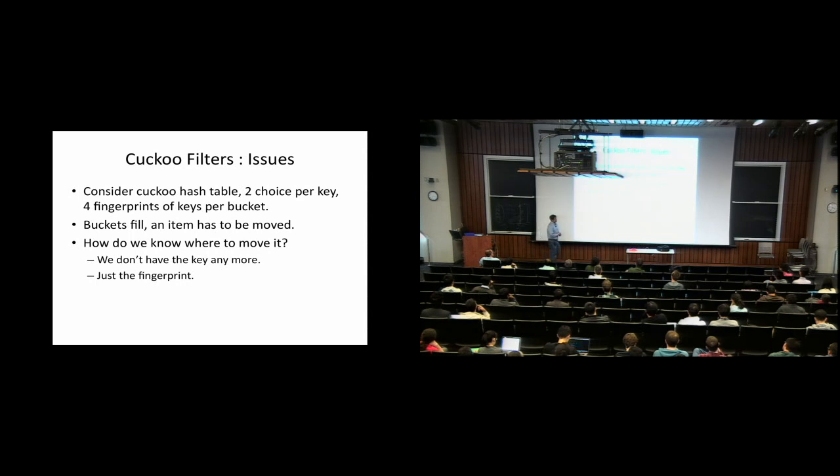Well, if I'm keeping a copy of the items, then I can do it, certainly. But I might not want to be keeping a copy of all the items around, certainly not in memory, and I might not even want to be keeping them around at all. Okay? So if we have all the items, then I can certainly go back and figure out how to move things around. But otherwise, how do I know where to move it in the case where I don't keep the key anymore and I just have the fingerprint?